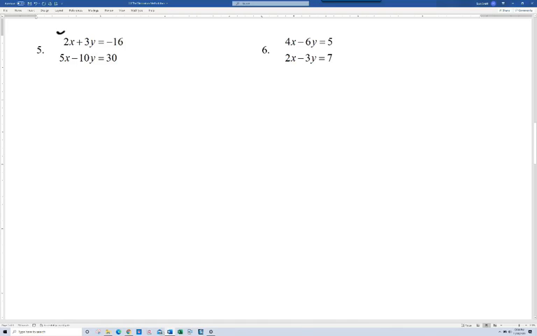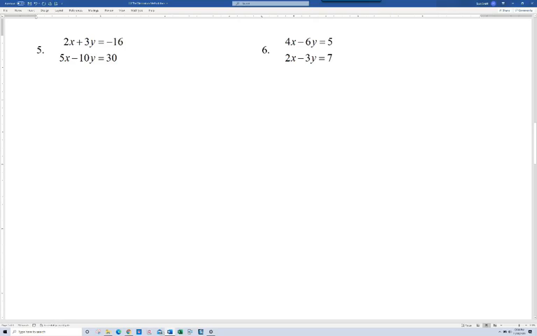Notice if I want a minus 5x here, that's going to be kind of hard to get because there's no nice number times 2 that gives me negative 5x. And similarly, I can't really get 10y here by multiplying 3 by some nice number anyway. We'd have to use a fraction. And so in this situation, we're not going to get away with just multiplying one of the equations by something. We're going to have to multiply them both by something.